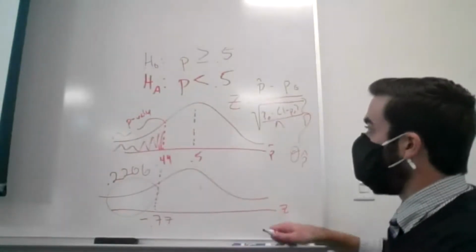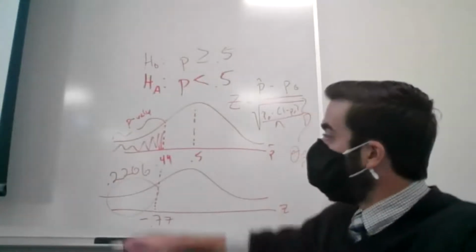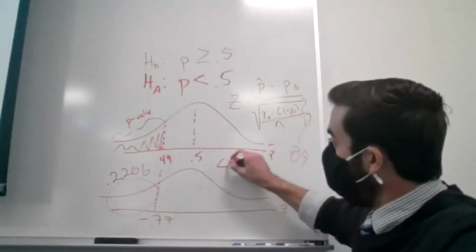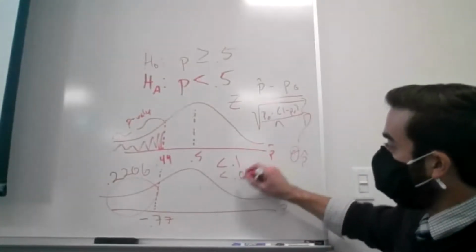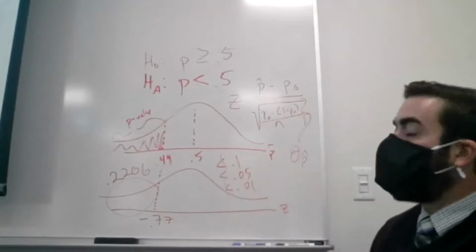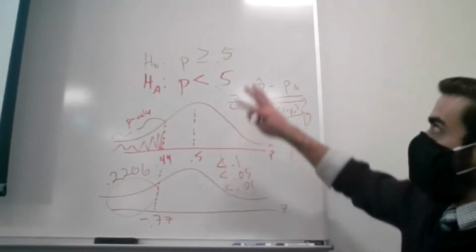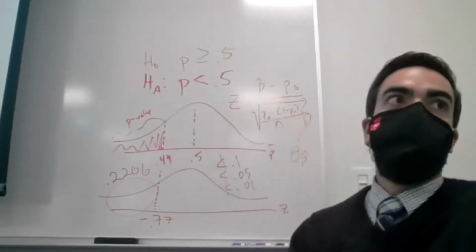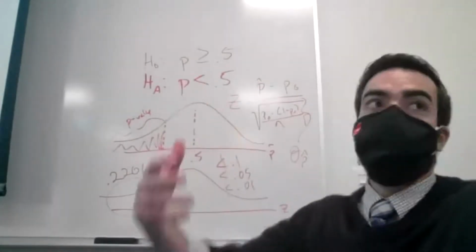So now I can start to think about what levels I can make my rejection decision at. Is 0.22 less than 0.1? No, which means it definitely won't be less than 0.05 or 0.01, right? So I failed to reject the null at every single level. So at our conventional levels, I failed to reject that Biden will receive 50% of the votes or more, right?